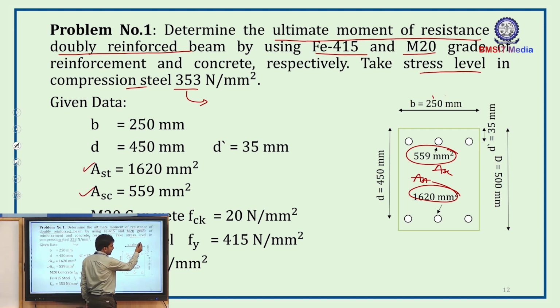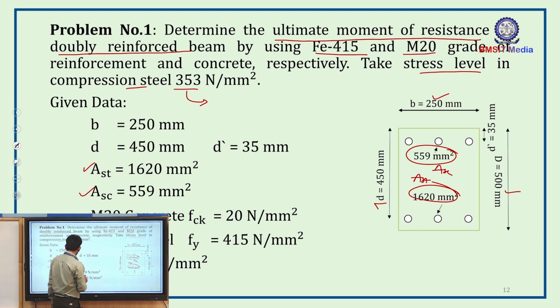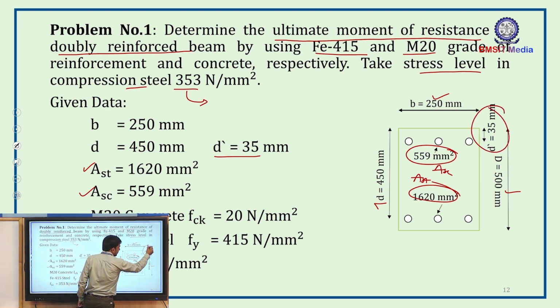The size is also given. B is 250 mm, capital D is 500 mm, and the effective depth is 450 mm. It is also given to me, so directly I can write. Then d dash is the effective cover to the compression reinforcement, which is also given to me. That is 35 mm.